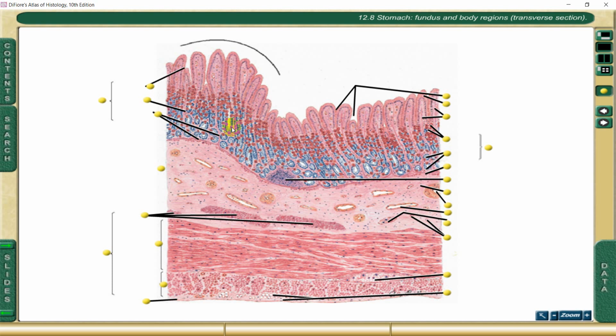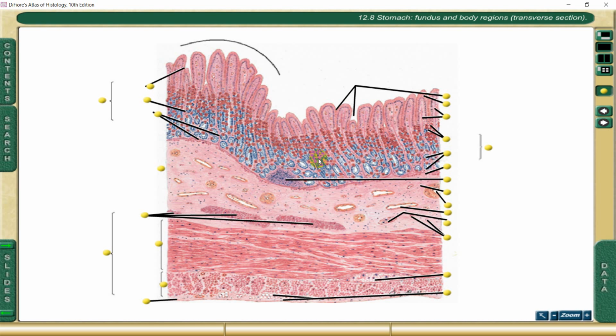Lamina propria, loose connective tissue. With this structure, in my main slide of the stomach, lamina propria, and this structure is named the gastric gland. The gastric gland consists of five cells: stem cell, mucous neck cell, parietal cell, chief cell, and enteroendocrine cell.